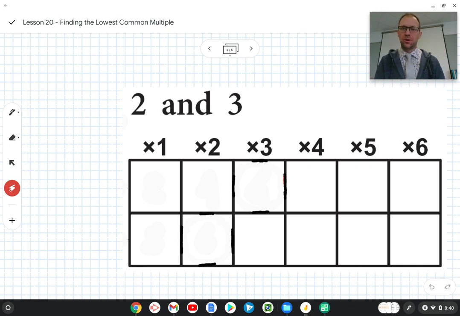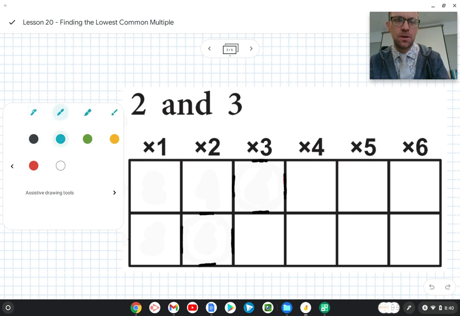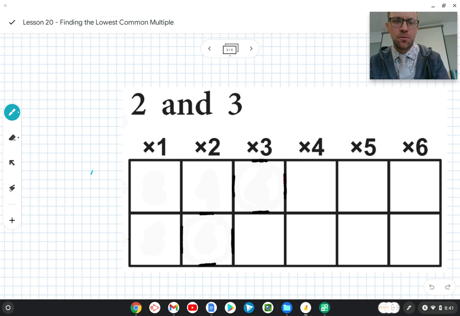Well, a multiple is any number that you get, a product, when you multiply one number times another. So let's look at an example here. Here we have the numbers 2 and 3. For now, let's just focus on the number 2, okay? What I'm going to do is I'm going to write the number 2 right here next to this first column in our multiples table.